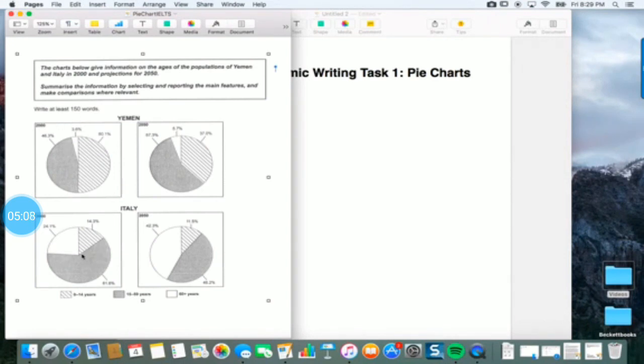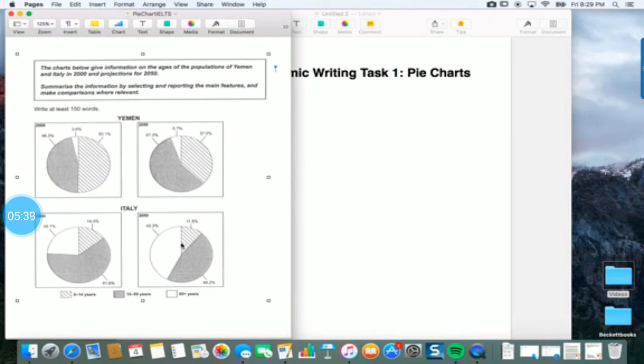We then look at Italy. You can see big differences. For their population that is 0 to 14, it's very small in comparison, 1/3 of Yemen's population. 15 to 59 is a lot bigger. It's the biggest one, so that's a key point. It is the biggest. And finally, you can see that Italy has far more people in the 60-plus age range.